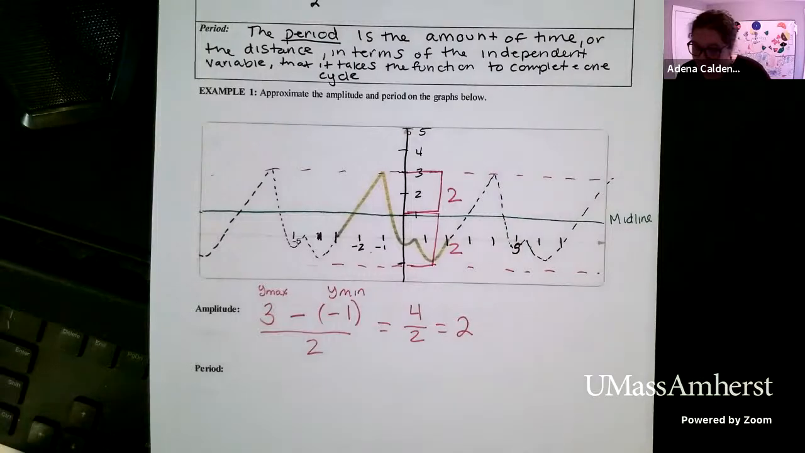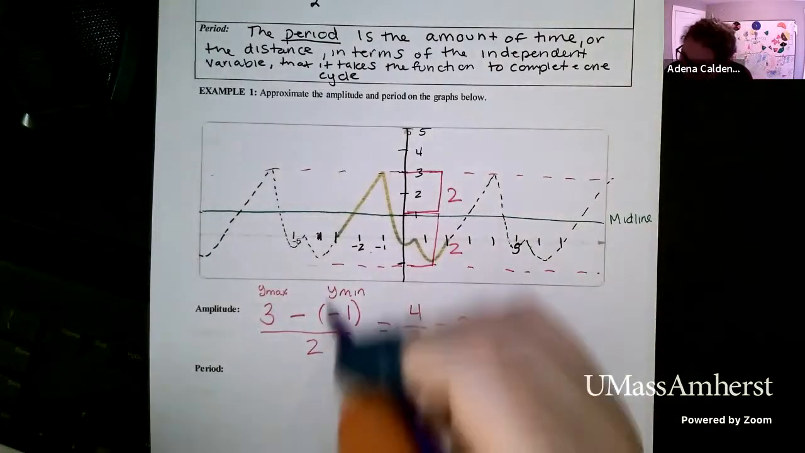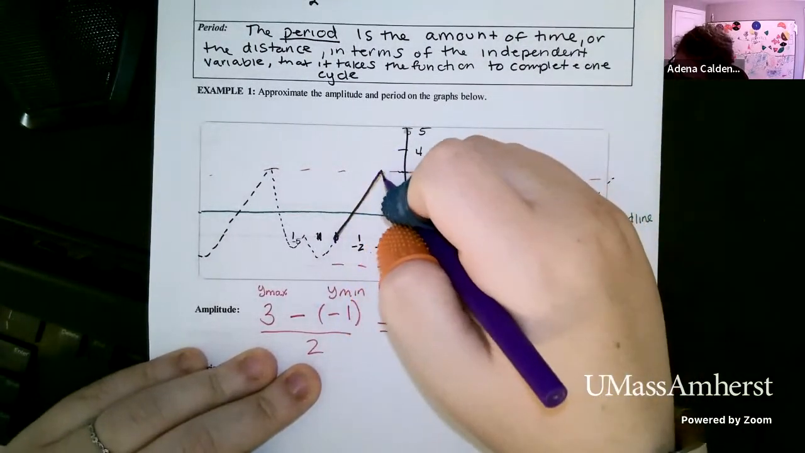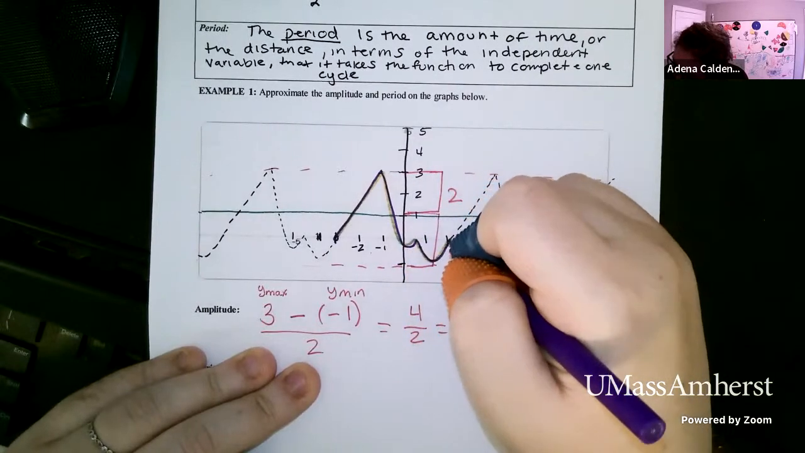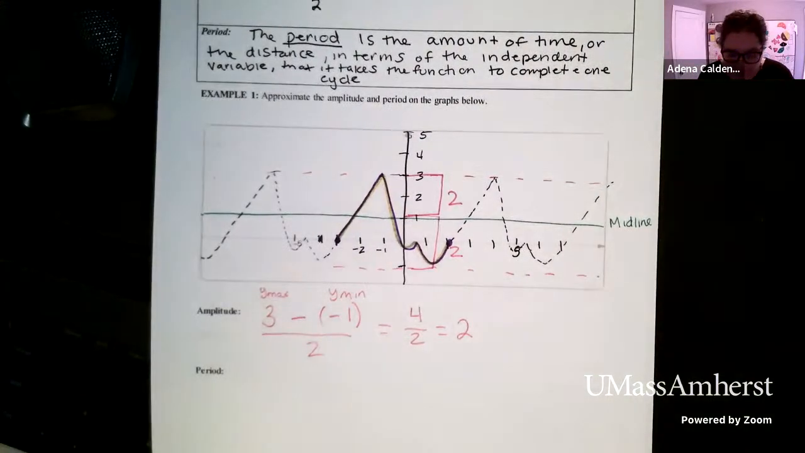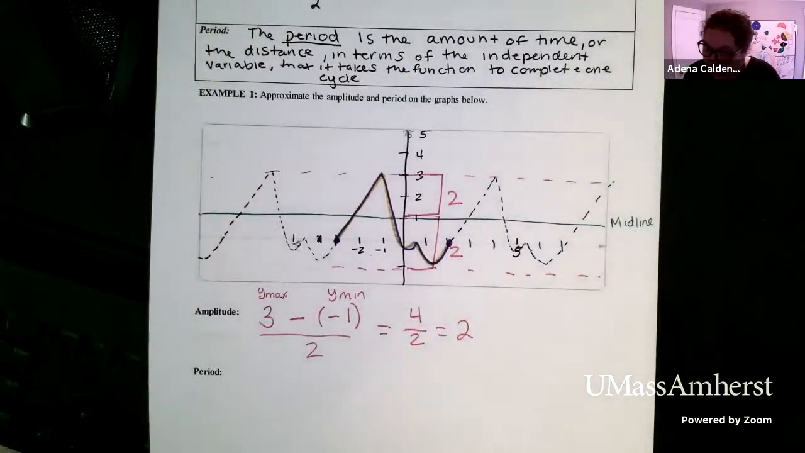Okay, now for the period, we're looking at how often this repeats. So you can pick any part of this graph to figure out when it starts to repeat. I sort of darkened one part of it prior to the start, so that's what I'm going to use. But if you picked a different point, that's fine. You should still get the same period. So how do we figure it out?